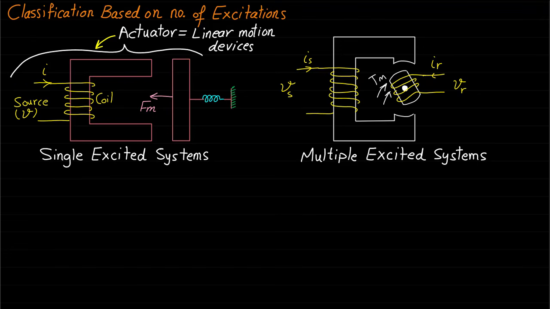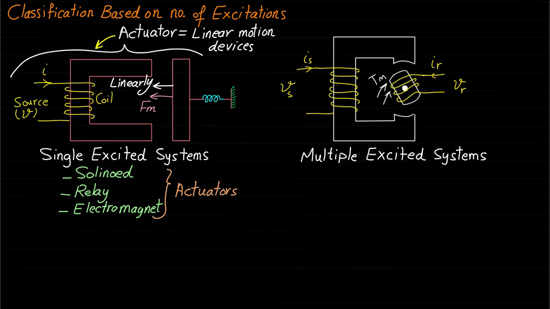These devices are called linear motion devices because their moving part moves linearly, such as solenoid, relay, and electromagnet. These devices are also called linear force producing devices, simply because they produce linear force.